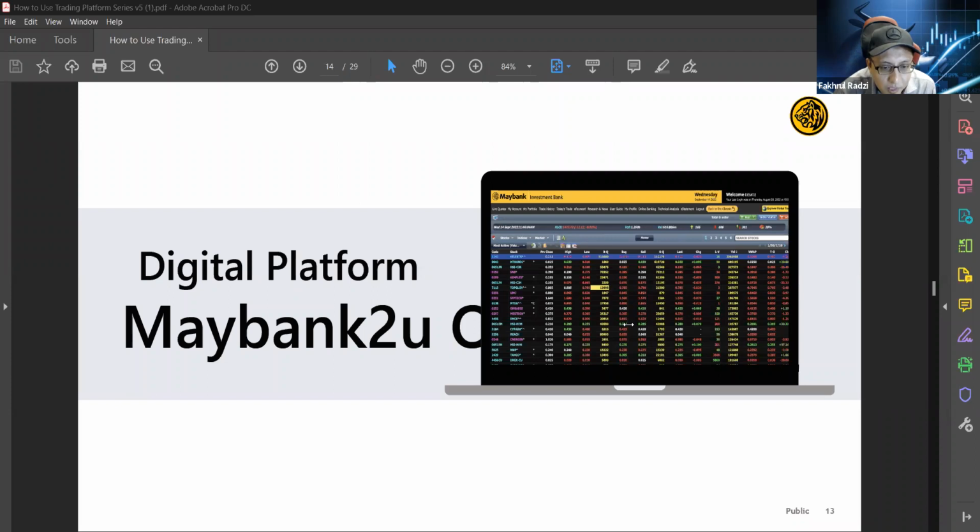Anonymous attendee asks: why can't I transfer money to my Maybank cash trade account?